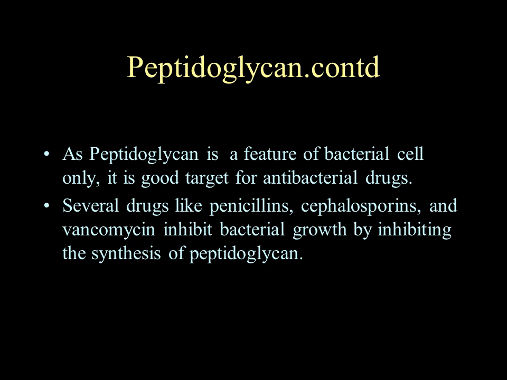So bacteria, that peptidoglycan is a feature of bacterial cells only. It is a good target for antibacterial drugs. There is a special category among antibiotics that is actually hitting only the cell wall. The cell wall inhibitors are a special category including penicillins, cephalosporins, and vancomycin that inhibit the synthesis of this peptidoglycan layer. Through this, they are killing the bacterial cells.